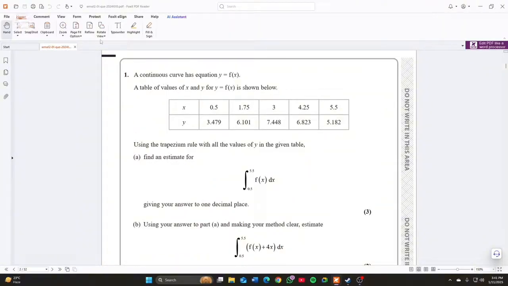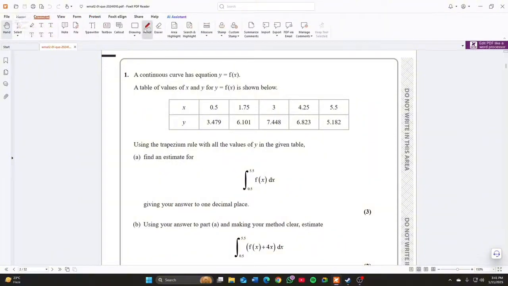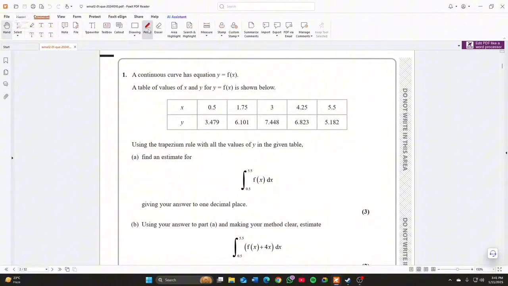Well, it says that, let me get my pencil. Right. So question 1 says a continuous curve has equation y equals f(x), and this is the table given. Using the trapezium rule with all the values of y in the given table, we have to find the estimate for the integration of this function, right?